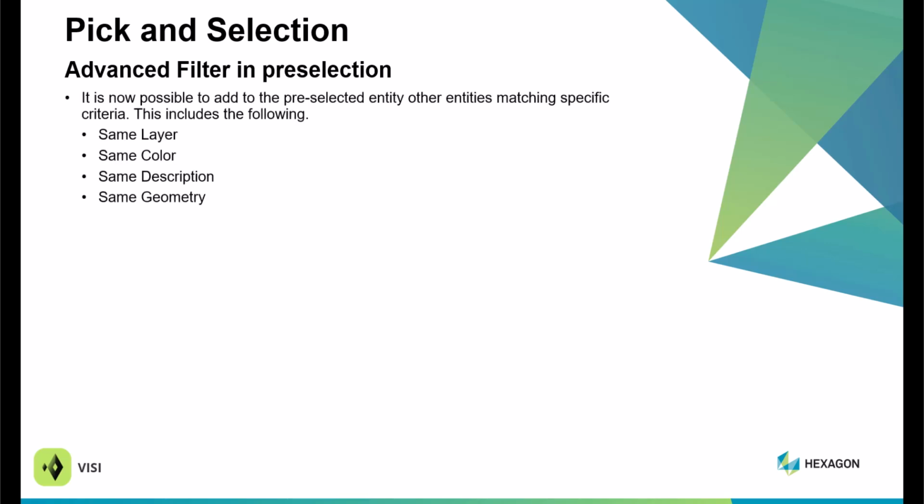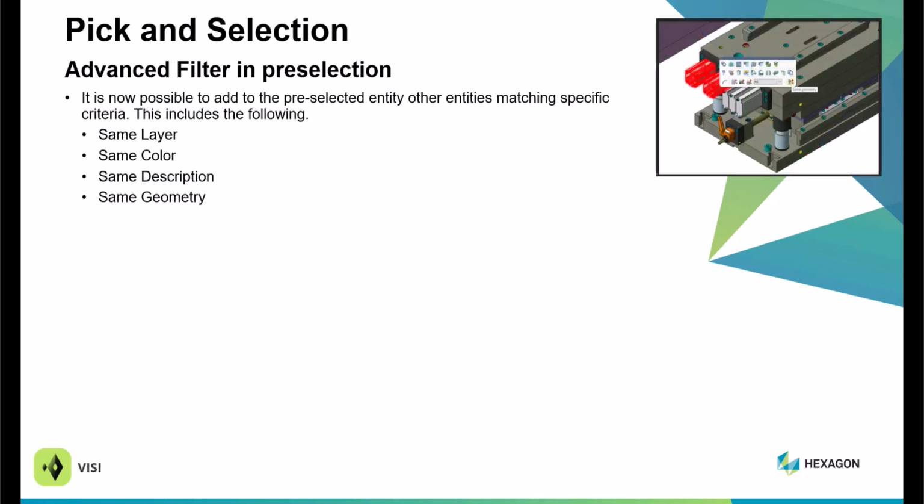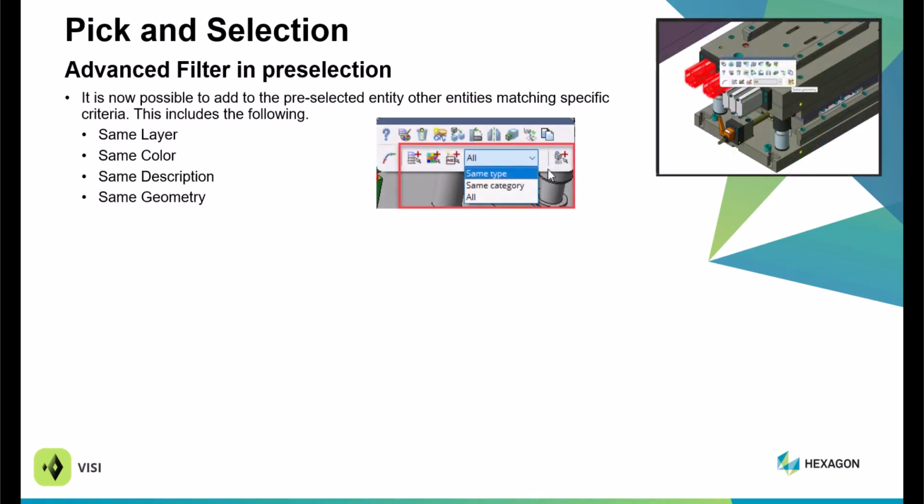Now we're going to get into some of the new enhancements with the pick and selection. With advanced filters and pre-selection, it is now possible to add a pre-select entity with other things specified. So you can see how you could do on same layer, same color, same description. So basically when you're doing selection, if something's on the same layer, it will select everything on that same layer.